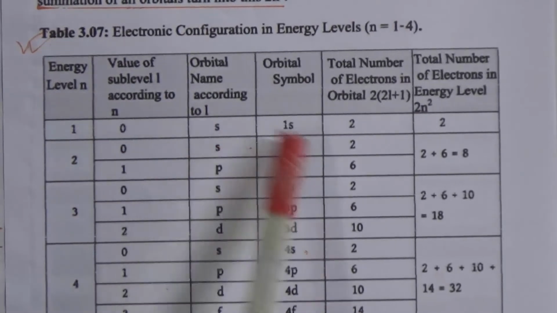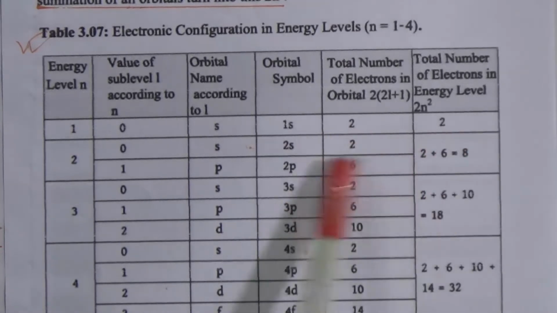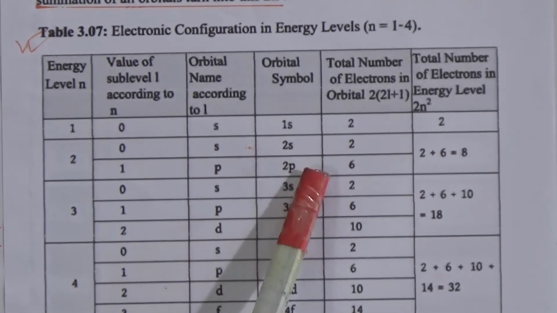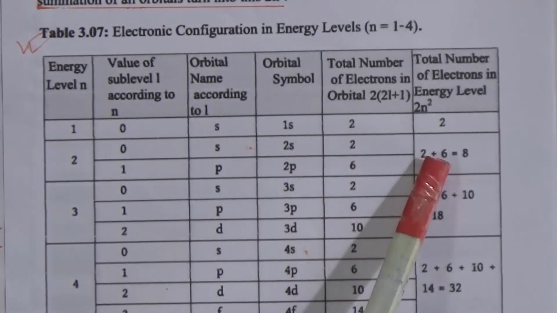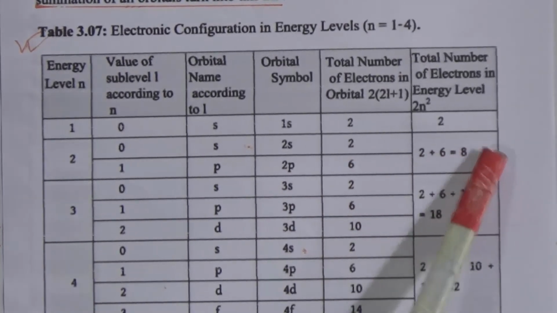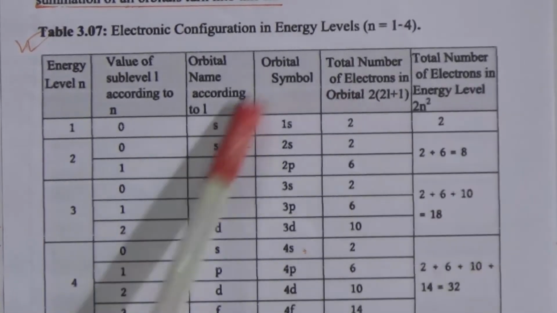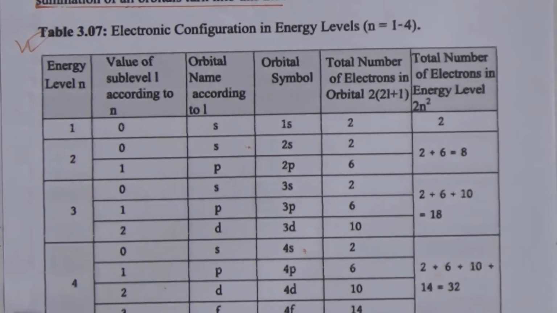For l=0 it is s, 2s, then 2 electrons, and for l=1 it is p, 2p, that means 6 electrons. 2 plus 6, that means in the second orbital 8 electrons can stay. Like this way we can find out the total charge.